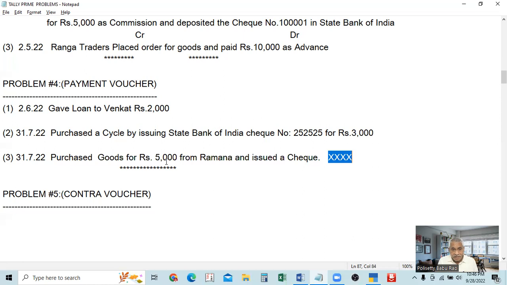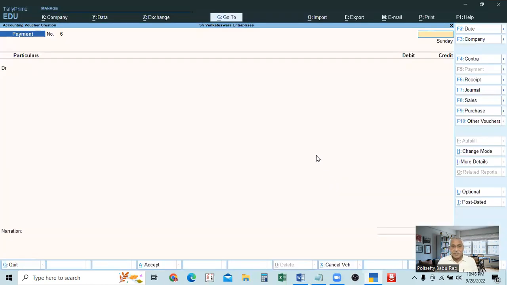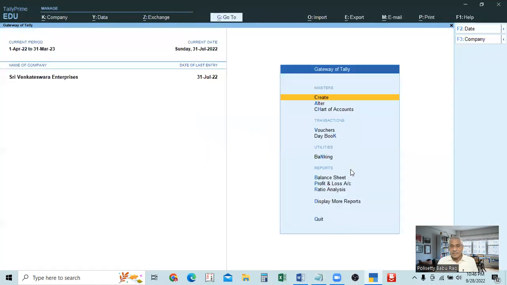So here where it will be entered in the purchase voucher. So we should not enter in the payment voucher. Okay. So this is the thing. And one more thing here.